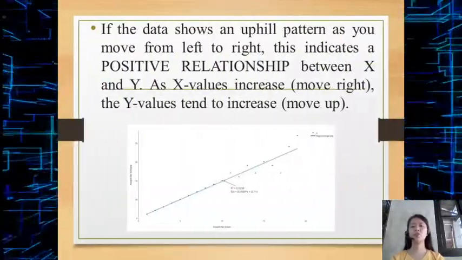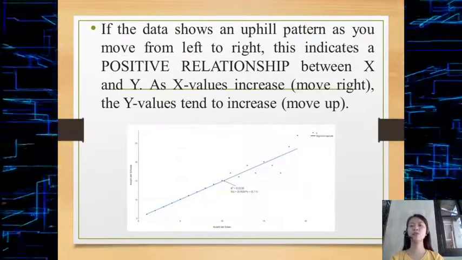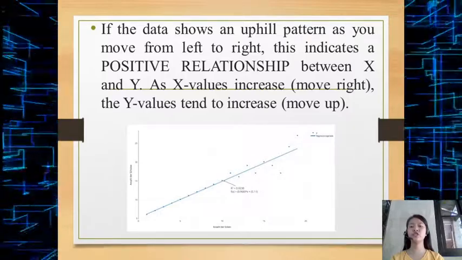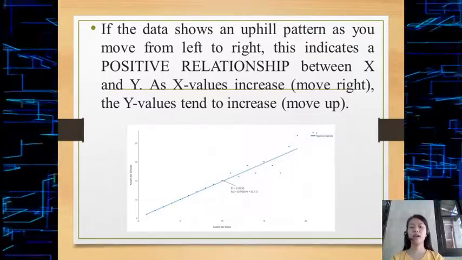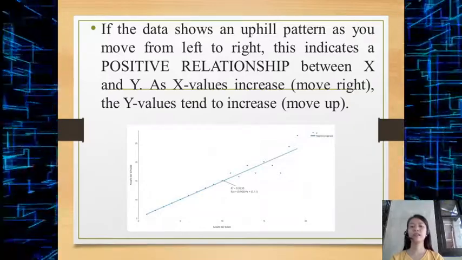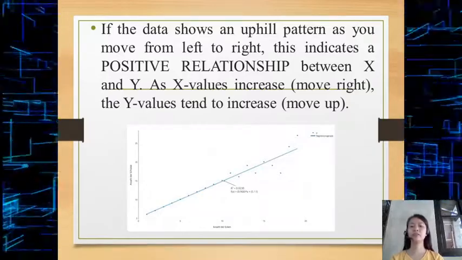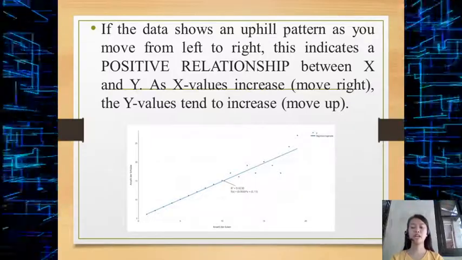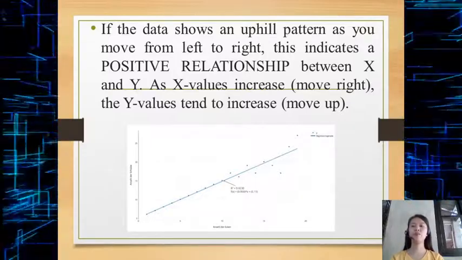If the data shows an uphill pattern as you move from left to right, this indicates a positive relationship between x and y. As x values increase, it moves right, and the y values tend to increase, it moves up. The figure below represents a positive relationship between the values.